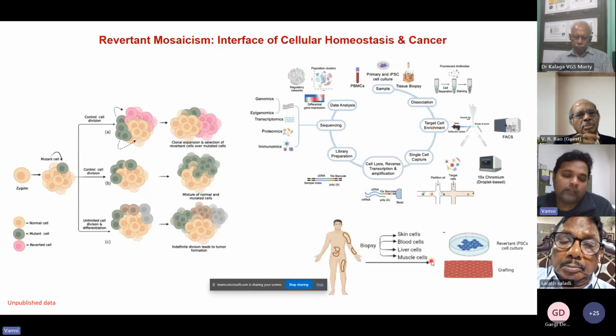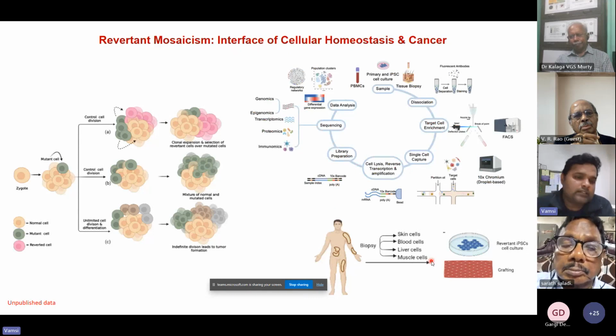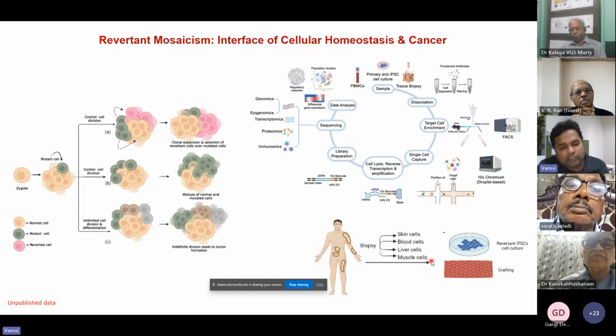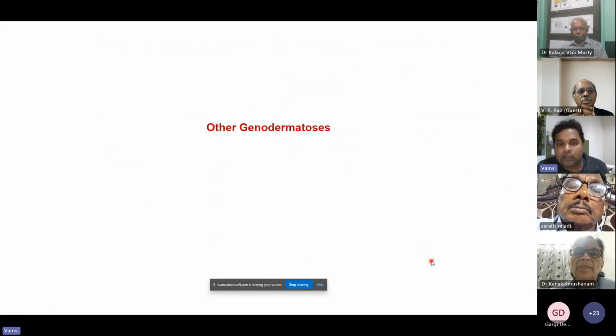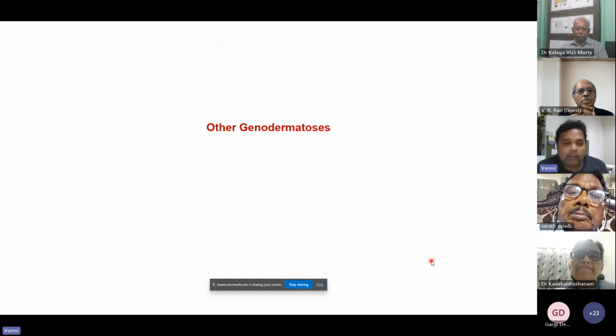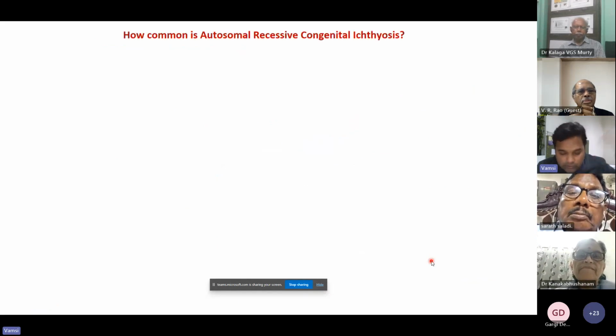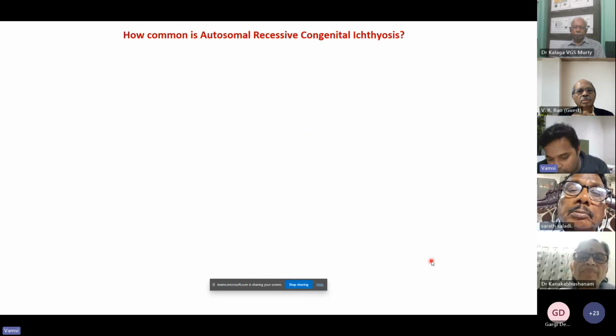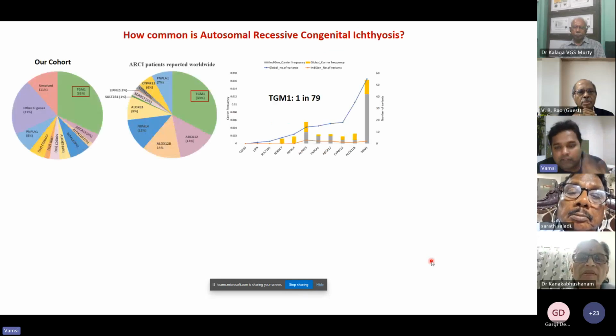So we are currently doing a single cell approach. This is an ongoing study in my lab. While this is one of the major focuses for epidermolysis bullosa in the current context, and what is going to be useful, the last couple of slides I wanted to show are about other genodermatoses, primarily ichthyosis. Ichthyosis was the other disease that I was very intrigued about, and my mentor initially worked on them.